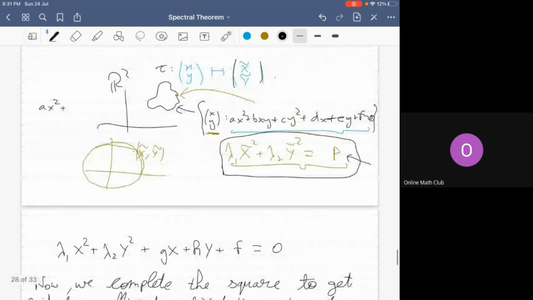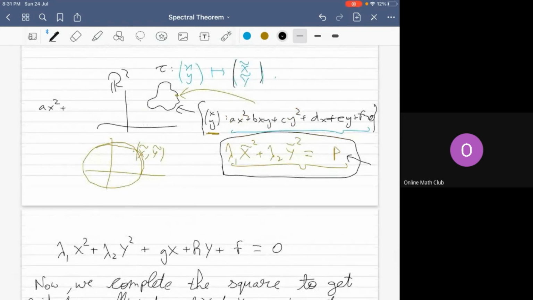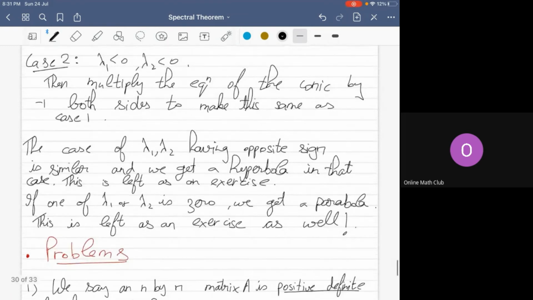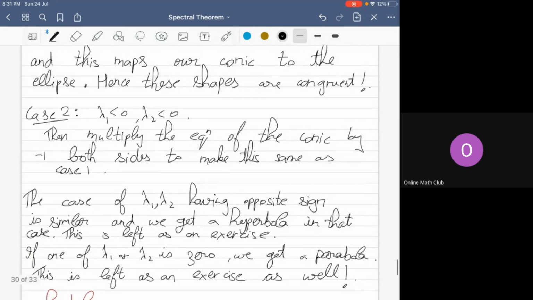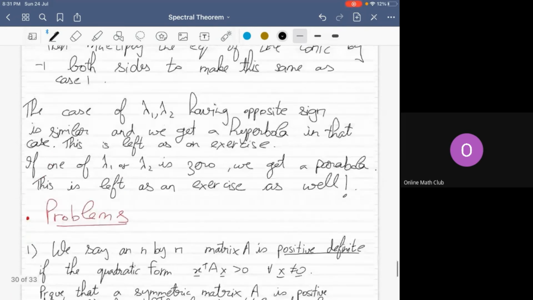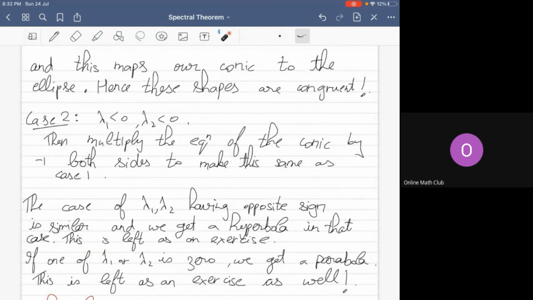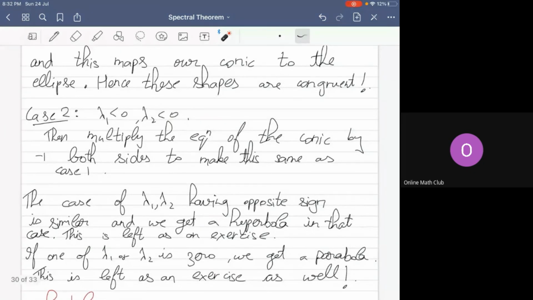So all these get sent to an ellipse, and we know all the nice symmetrical properties of this. And further, because this map is an isometry, all the distances are preserved and all the angles are preserved, and so these two shapes are congruent. So this must also have the same symmetry. And the cases lambda 1 less than 0 and lambda 2 less than 0, this case again gives an ellipse, and you just multiply the whole equation by -1 and do the same procedure.